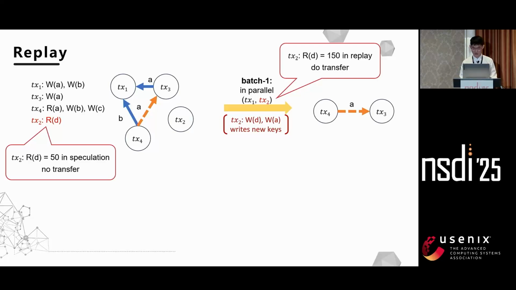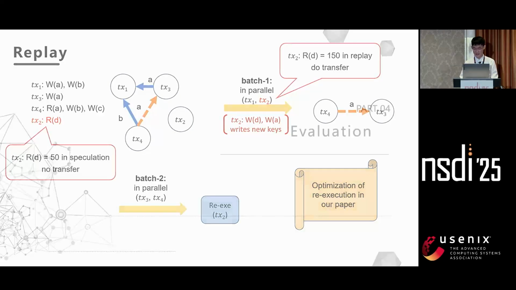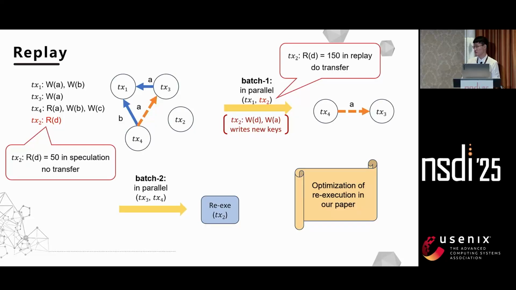After that, in the dependency graph, there are only TX4 and TX3. And they also meet the rules, so they can be executed in parallel in batch 2. After all transactions are executed, we re-execute the invalid TX2 at the end of the block. Some changes in write sets don't necessarily introduce new dependencies, so we design optimizations to reduce the re-execution rate, which is described in our paper.